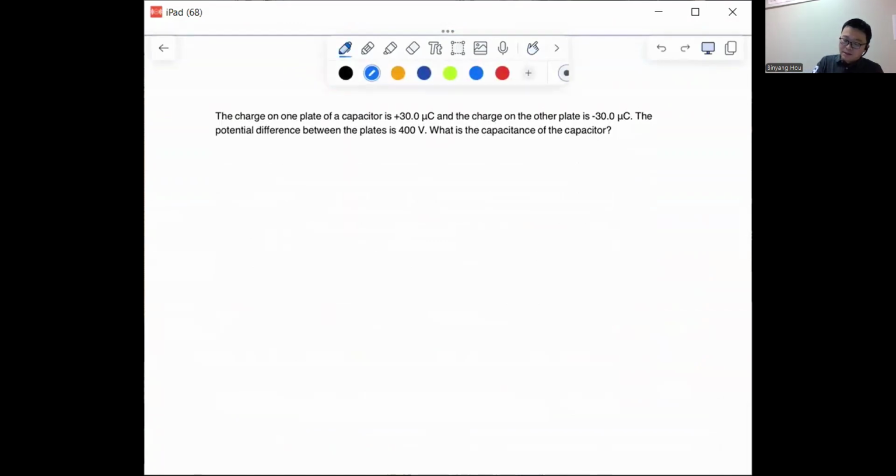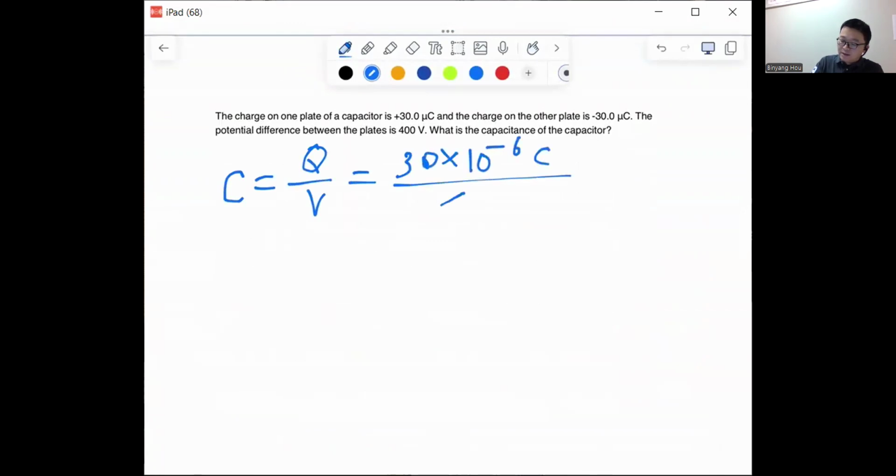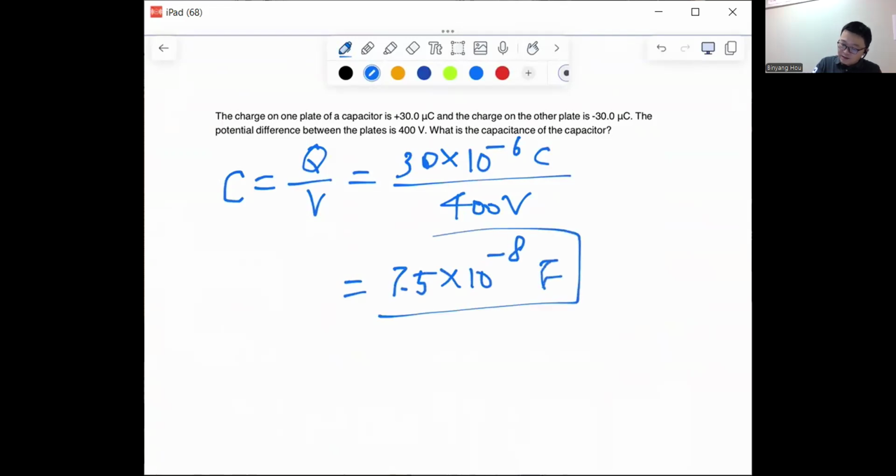So basically C equals Q over V. We are looking for that. So we can do 30 micro, 10 to the minus 6, right? And then divided by 400 volts. And that will give us, we punch that into the calculator, 7.5 times 10 to the minus 8. Okay, and that will be in farad, F.